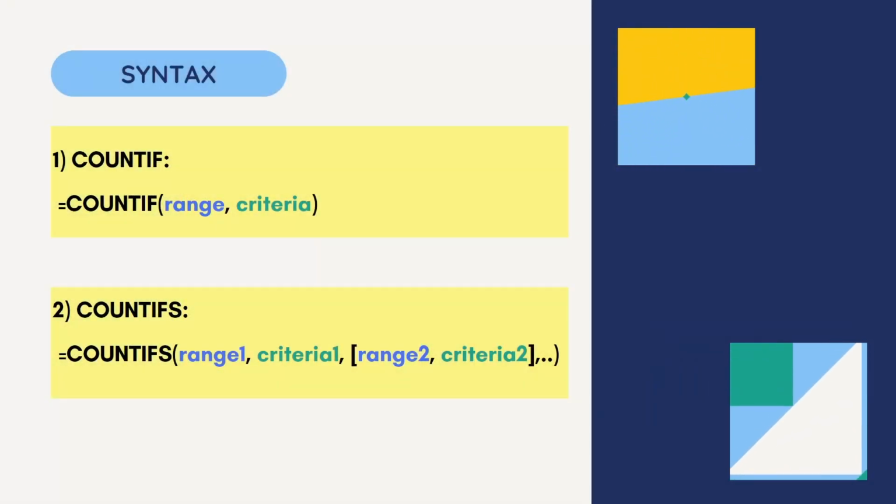The syntax for Countif starts with equal to and then the term Countif and then open bracket, and the first value is the range of cells you want to count and the second value will be the criteria you want to apply for counting.